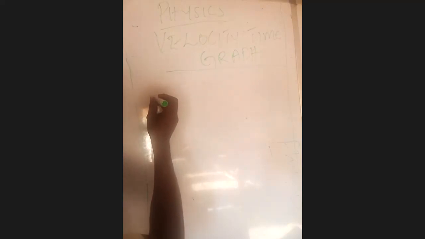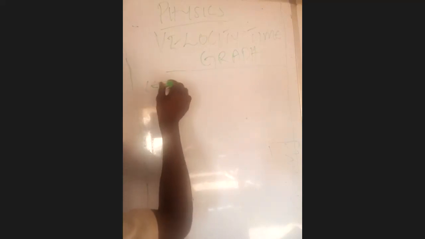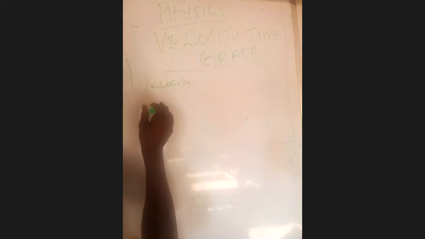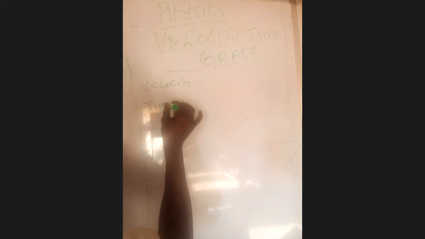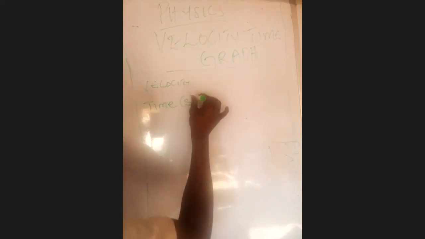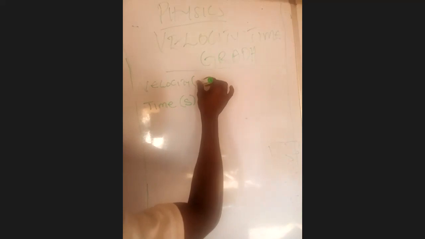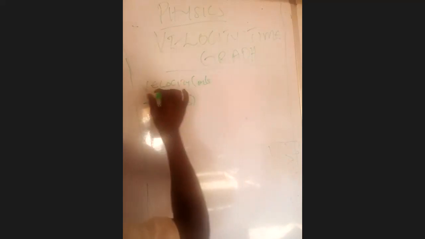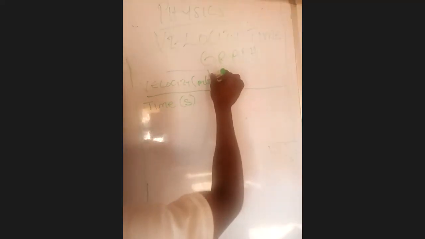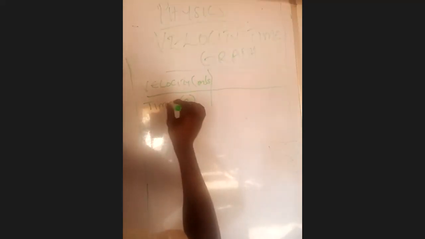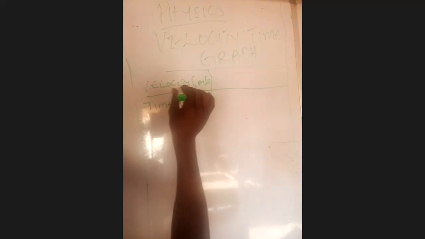So we have velocity, then we have the time. Time is measured in seconds. Velocity is in meters per second.